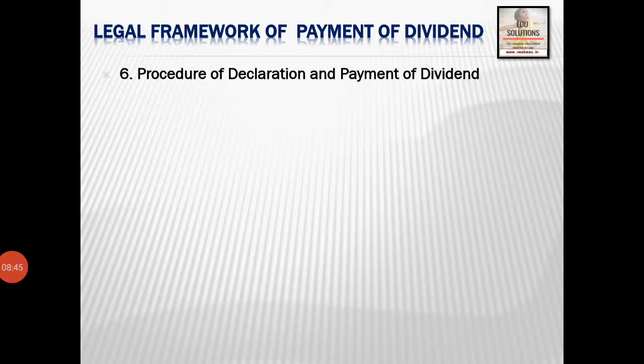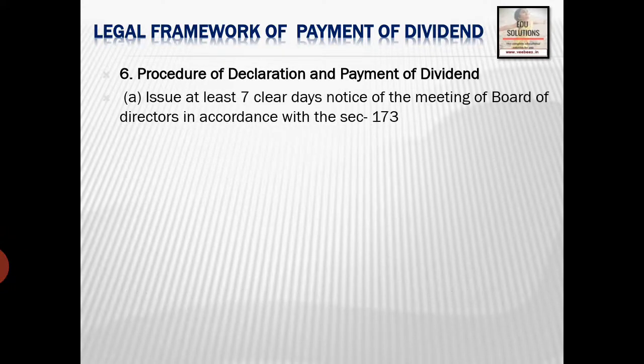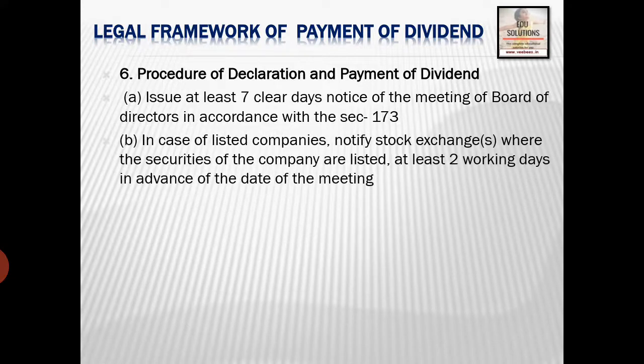Next is regarding the procedure of declaration and payment of dividend. Okay, with regard to payment, we have to issue at least 7 clear days notice of the meeting to the board of directors according to section 173. ആദ്യം 7 ദിവസത്തെ ക്ലിയർ നോട്ടീസ് കൊടുത്തിട്ടാണ് ഡയറക്ടേഴ്സ് മീറ്റിംഗ് കൂടുന്നത്.